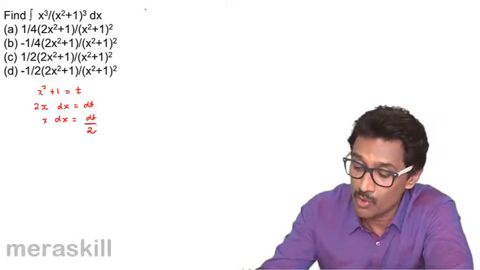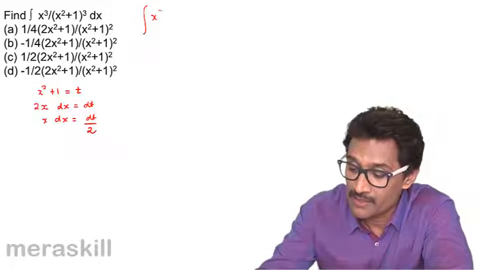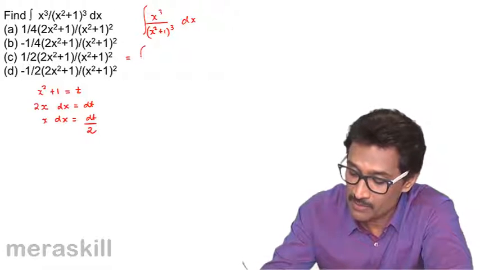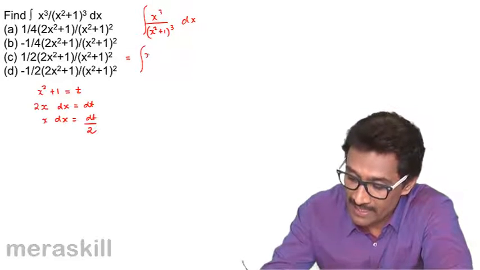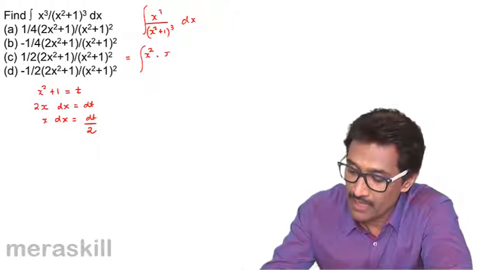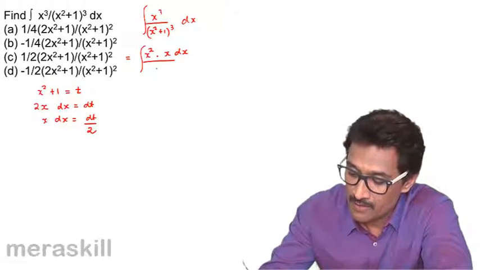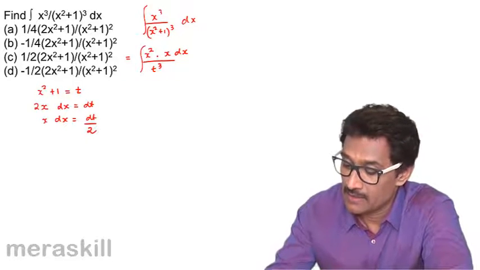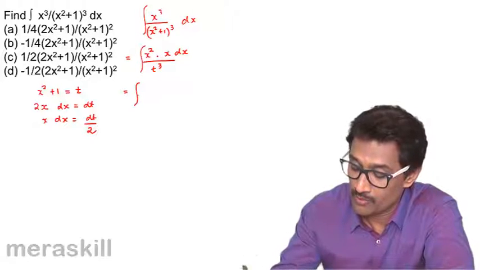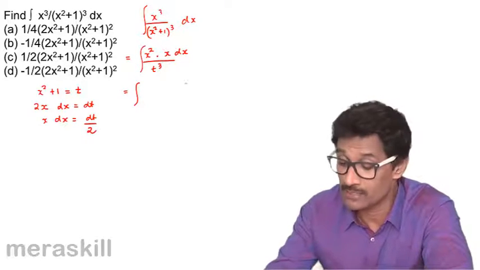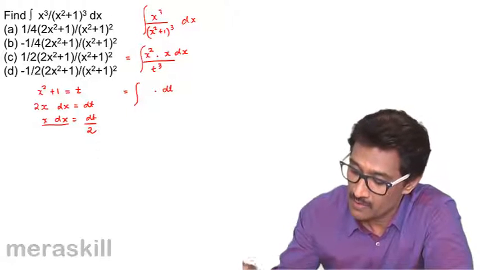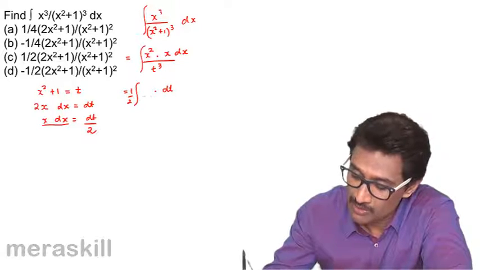Now how does this get modified? So now you have x cube upon x square plus 1 the whole cube dx. Now here we can modify this way. We can write it as x square into x dx upon x square plus 1, which in any case is t. But we want the whole thing in terms of t. x dx becomes dt by 2, hence half goes out, upon t cube.